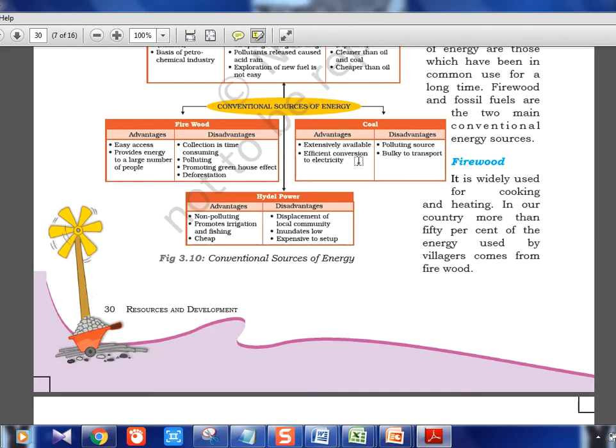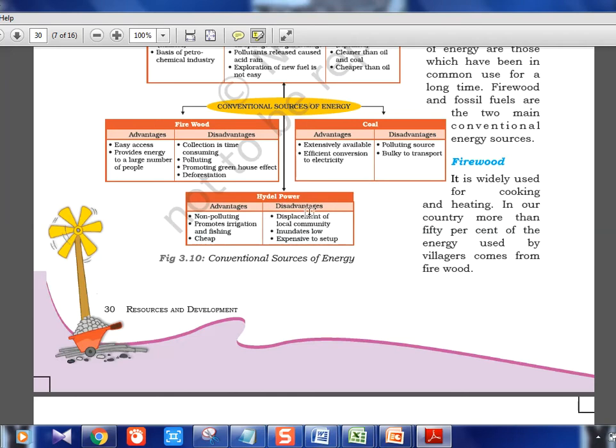An advantage will be like energy will be formed, or it will be easily available, or it will be available even in the rural area, forest area. So that kind of things will be there in the advantage section. That is common for everything. Hydel power, the advantage will come like the pollution thing will go away. So these are all common things which you can write easily.